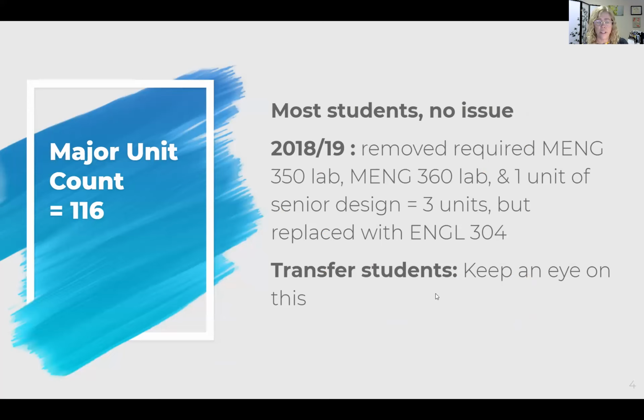Transfer students also, that can be an issue. If you took an engineering 101 class, it was really only worth 2 units, but we transferred it as 101, you might be a unit short. But that's something that can be rectified as long as we know what's going on. So keep an eye on that.